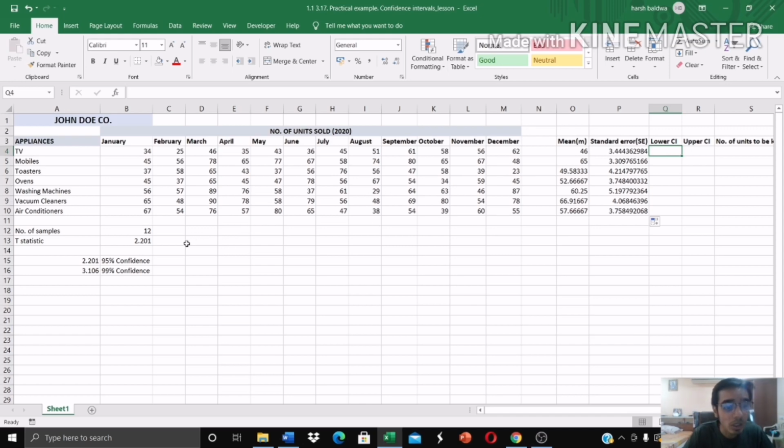In this example, we'll be taking two levels of confidence. First is 95% and second is 99%. So to calculate with respect to the 95% confidence level, let's apply the formula, which is nothing but the mean minus the standard error into the t-value for the 95% confidence level. I'll show you in a while how to calculate the t-value.